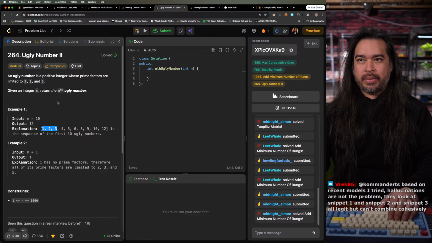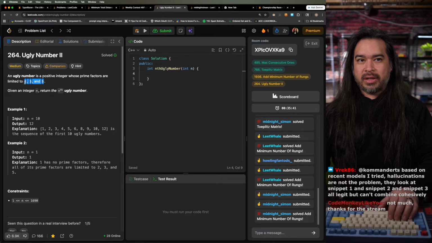How do we know prime factors are limited to something?